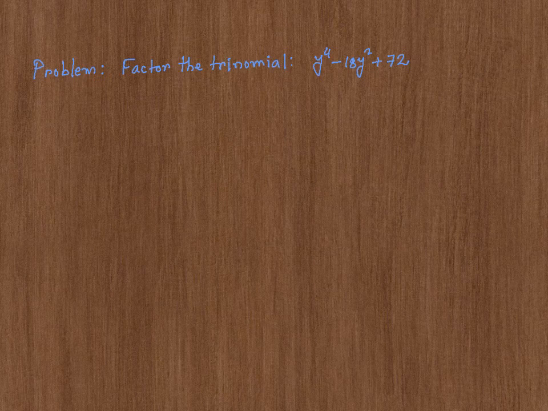In this video, I am going to factor this trinomial y to the power 4 minus 18y square plus 72. To factor this trinomial, the usual method that we are familiar with does not apply directly. We kind of have to play a little trick.